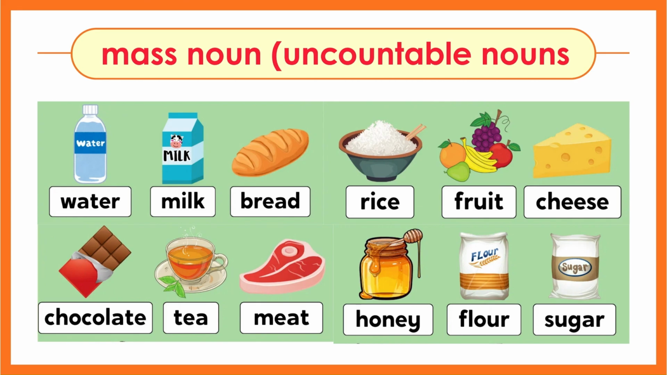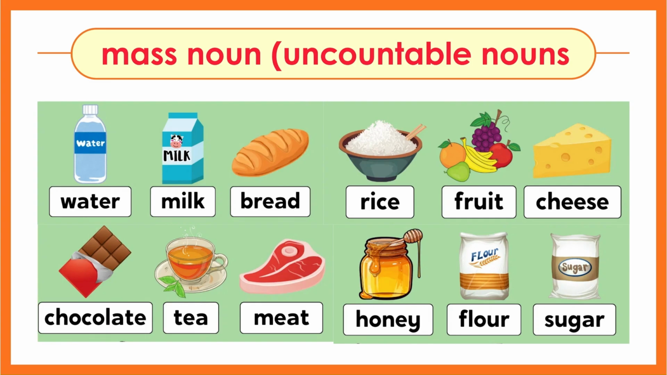Mass nouns are things that cannot be counted individually. They are usually substances, foods, or materials. Let us look at some examples. Water. Milk. Bread. Rice. Fruit. Cheese. Chocolate. Tea. Meat. Honey. Flour. Sugar. These words cannot be counted one by one, so they are called mass nouns.